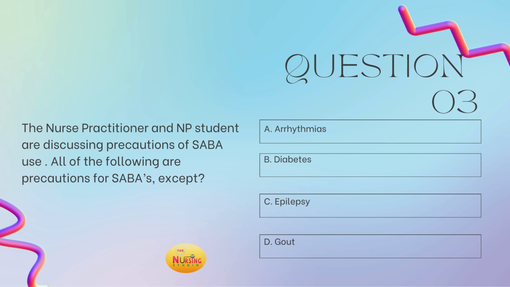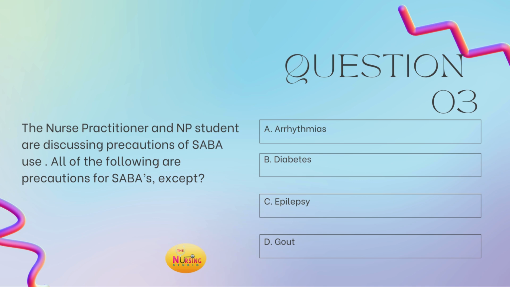So with SABAs, precautions, is arrhythmia a precaution of it? Yes, it is. B, diabetes is also a precaution. C, epilepsy is also a precaution for SABA use. D, gout is the incorrect answer. So that is the best answer choice here because we're looking for the incorrect as it asks for all the following except, right? So D, gout. There's no precautions with gout and SABA use.